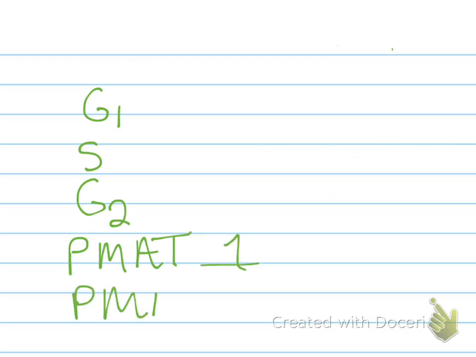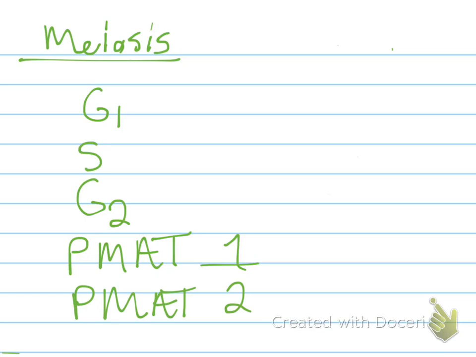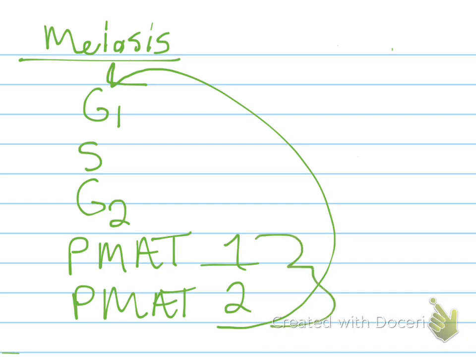Okay, so we have G1, S, G2, and then we go through PMAT 1, and then we're going to go through PMAT 2. Remember, this is for meiosis. Okay, so we're going to go G1, S, G2, PMAT 1, PMAT 2, cytokinesis, and then we cycle back all the way around again and get back into our interphase. So the cell cycle is very, very similar here, but what we're looking at is we're getting these two divisions. And these two divisions are going to be really, really important for making our sperm and egg.